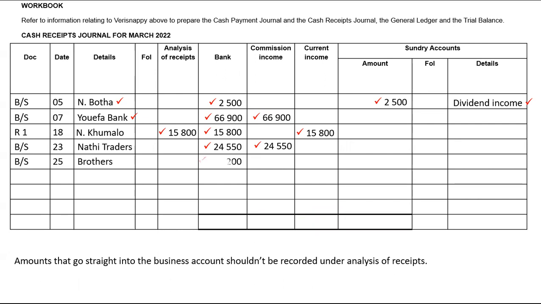Bank will be 300,200. We don't have a column for capital, so we have to go to sundry. Sundry amount will be 300,200. And the account affected is capital.